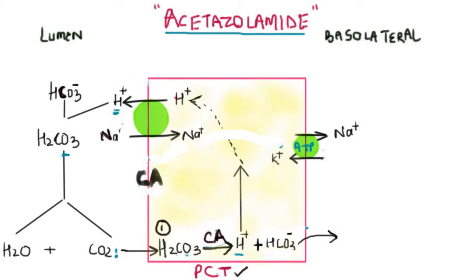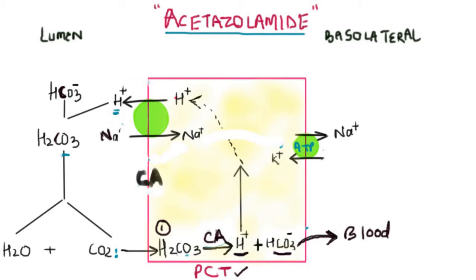As the carbonic acid enters into the proximal convoluted tubule, the enzyme called carbonic anhydrase acts on the carbonic acid and splits it into H positive ions and bicarbonate ions. Now the bicarbonate ions which are formed will exit the cell via its basolateral side, and as a result of this they will be absorbed into the blood circulation.